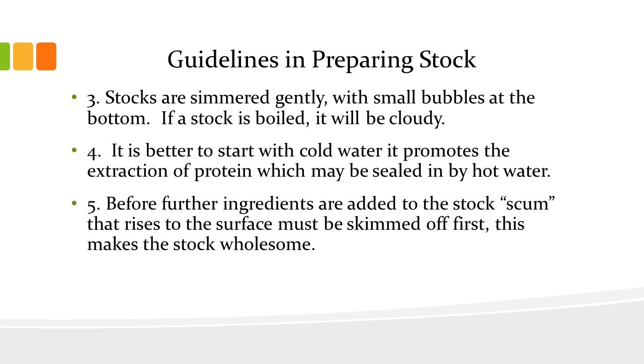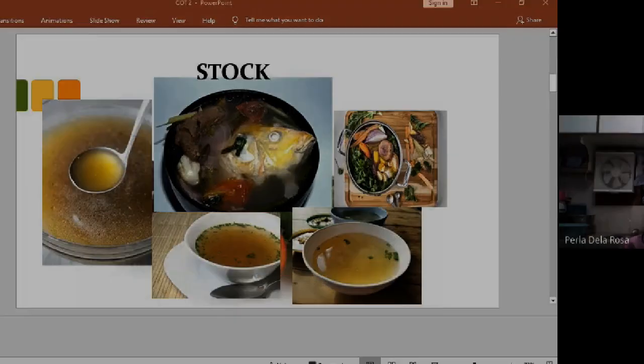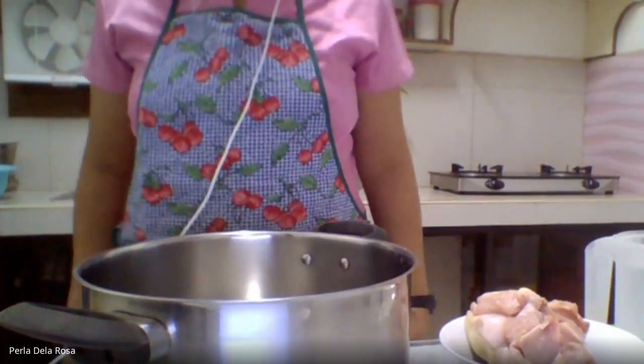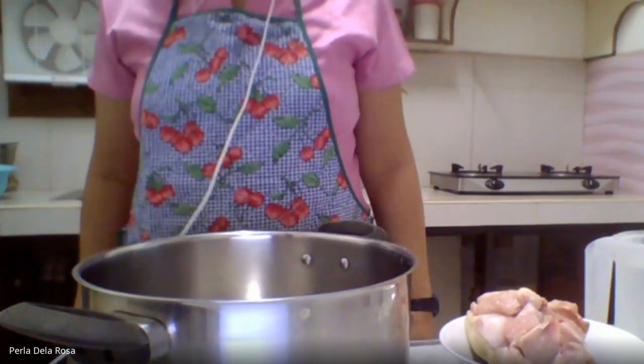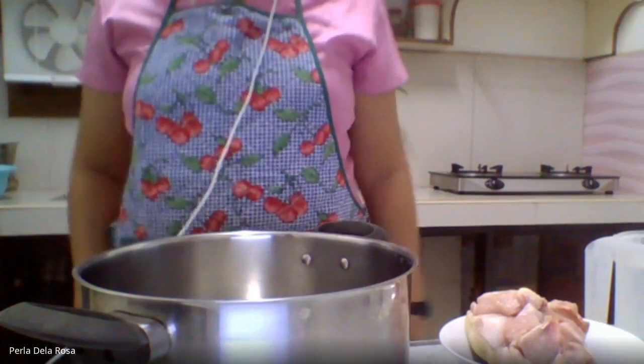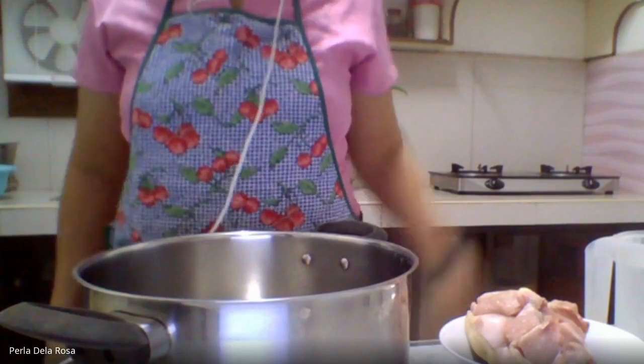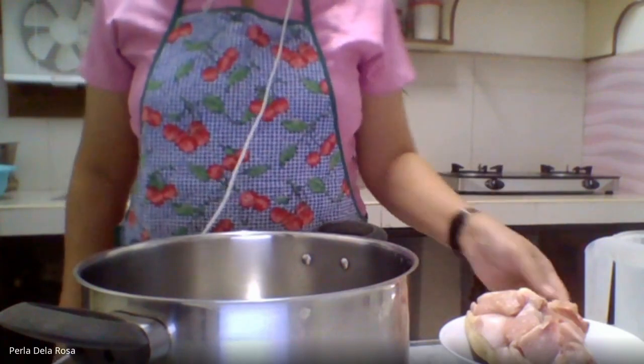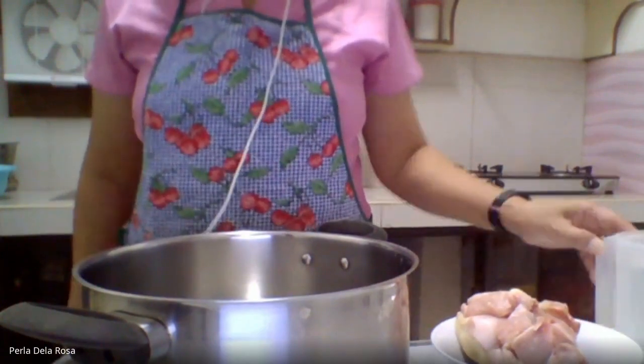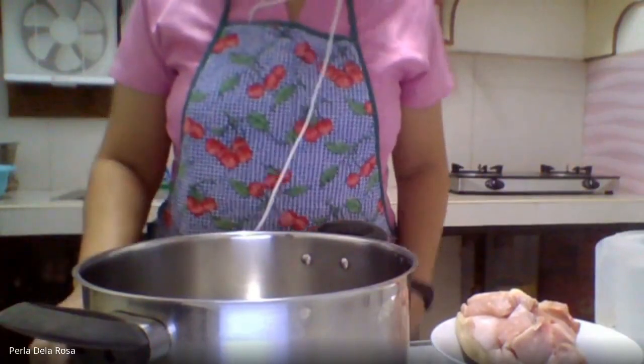For example, for this chicken stock, what are the ingredients that we have to prepare? The chicken bones, cold water, stock pot, and the ladle. So, in preparing chicken stock, we have to prepare all the needed ingredients as well as the tools and utensils before starting to work. Here, I prepared chicken bones, the cold water, the stock pot, and the ladle.